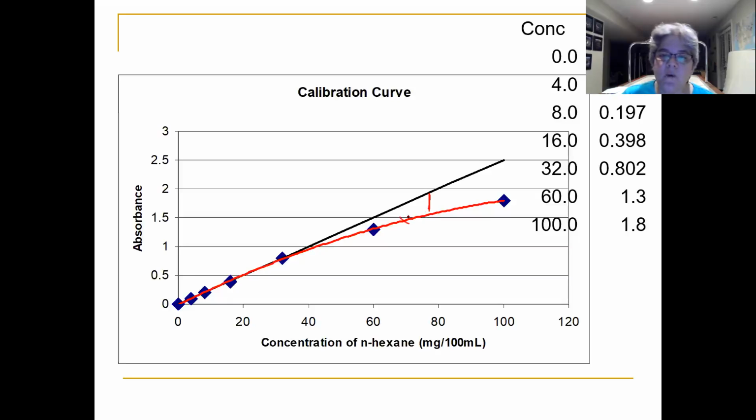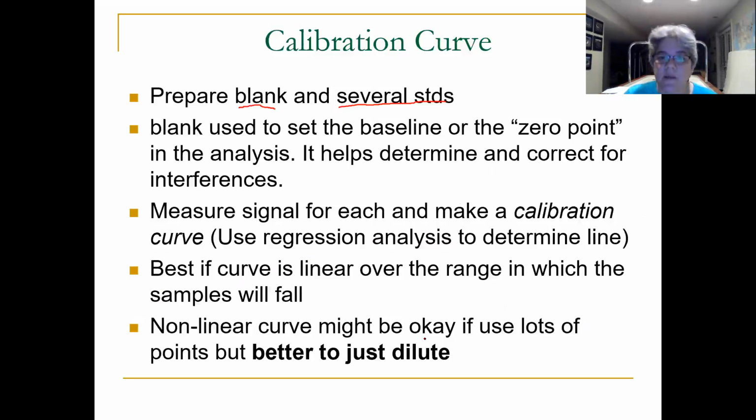Well, you can try to get more samples in this area and try to get a line just for the high region, but it's actually better to dilute, so add some more solvent and bring that concentration back down in this area where the absorbance is less than 1. So that's what it's talking about here. Sometimes it's okay, if you can get more standards at that high concentration, but the best solution is to dilute it to get the absorbance back down to a lower concentration.